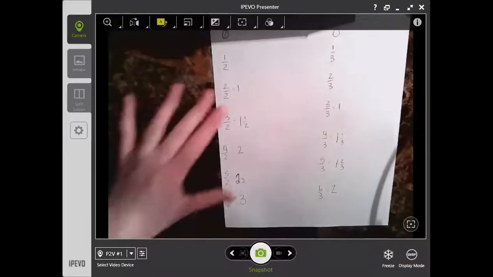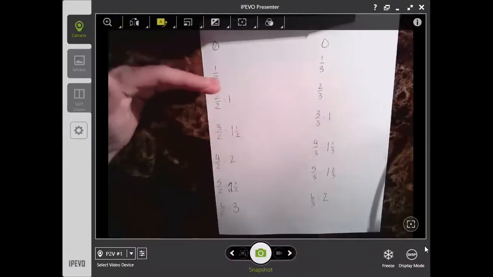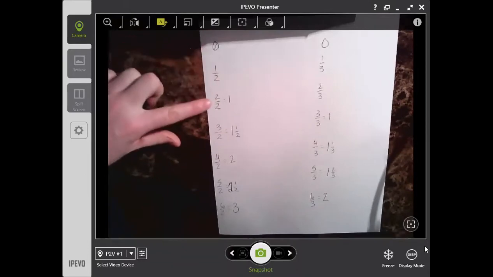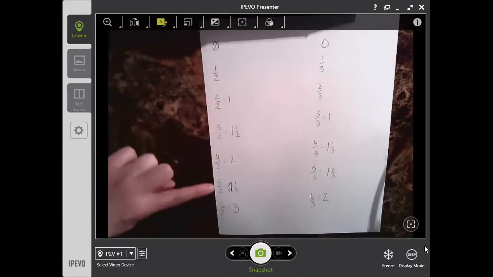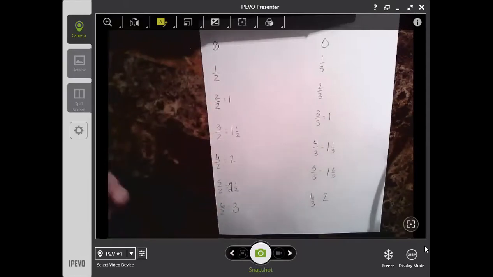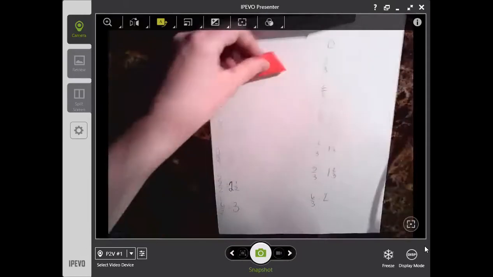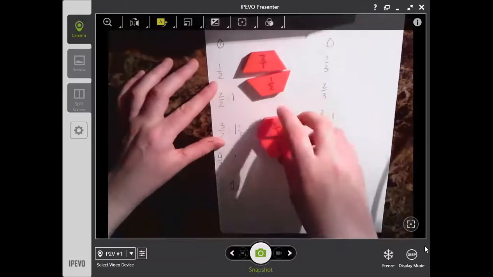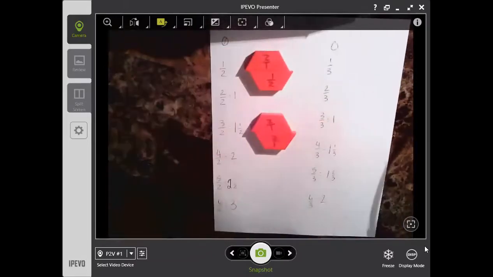A couple days ago, we talked about counting by fractions. So here I have 0, 1 half, 2 halves, 3 halves, 4 halves, 5 halves, 6 halves. And I used pattern blocks to help me, right? 1 half, 2 halves, 3 halves, 4 halves, and so forth. And I kind of built along with that.